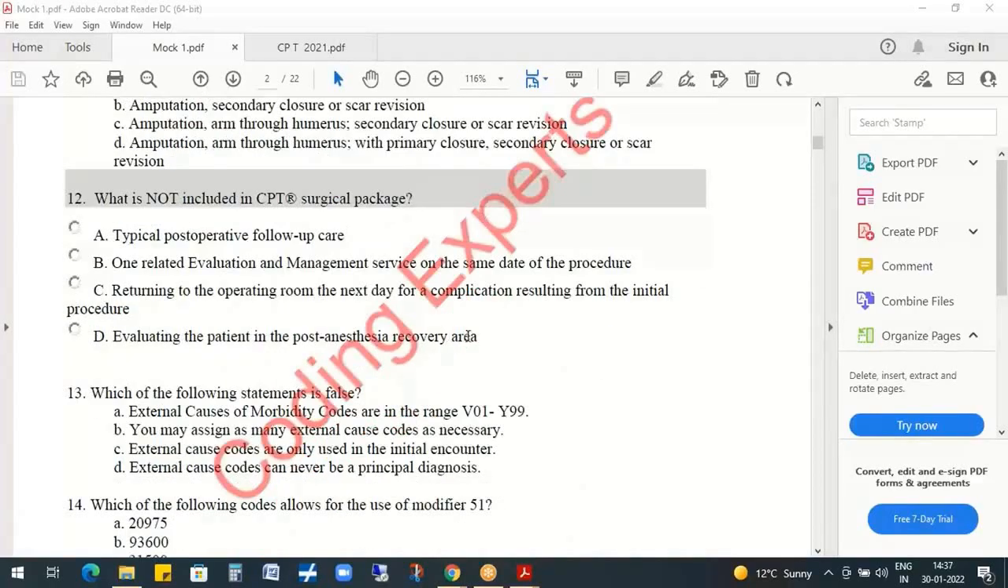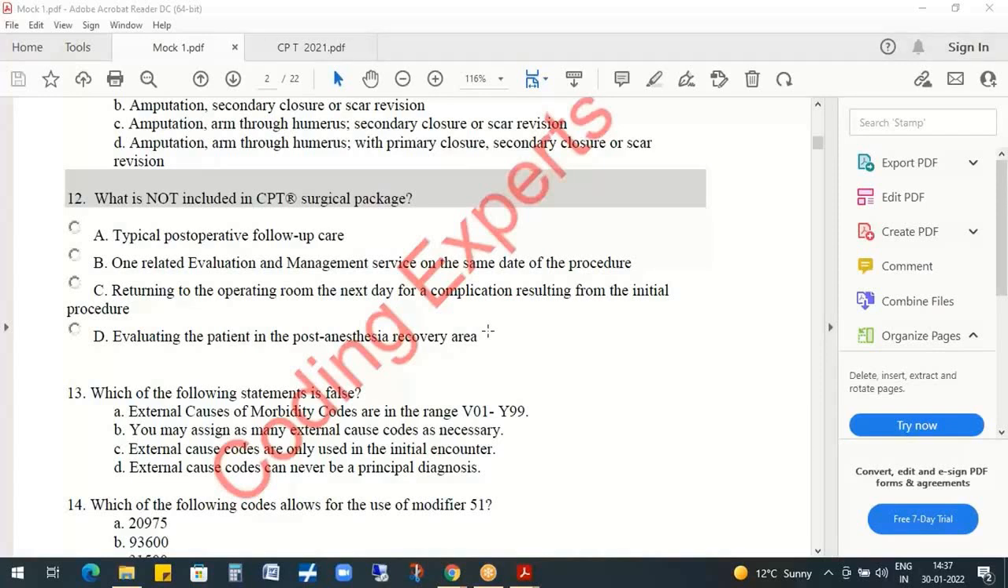Only one question. Which of the following statements is false? Okay, this is all about external cause. External cause of morbidity codes are in the range V to Y. You may assign as many external cause codes as necessary. That is true. External cause codes are only used in the initial encounter. That is false.